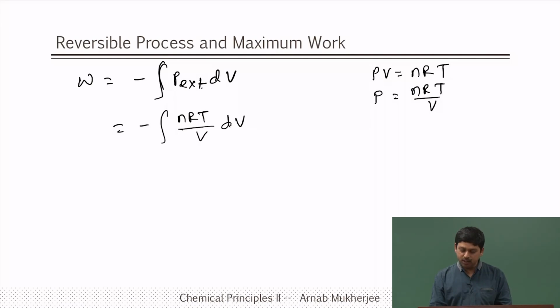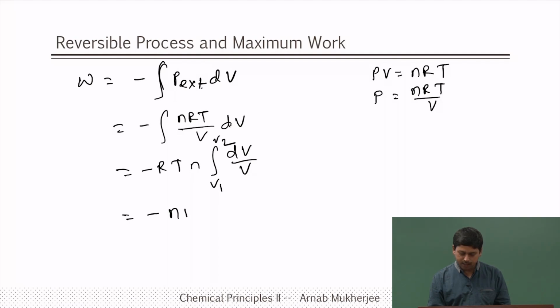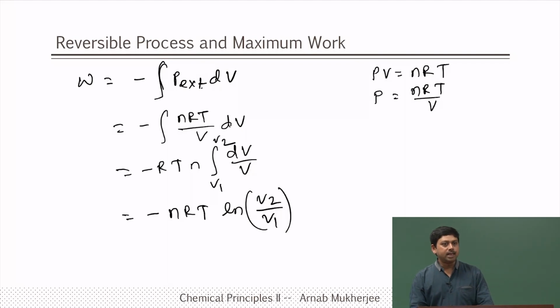Now, equation-wise it is very simple. Since our temperature is constant, we can always write P as nRT by V, which I have written. Since temperature is constant and R is constant, I will write nRT outside. Now, I have dV by V going from V1 to V2. So, minus nRT ln V2 by V1. That is the isothermal work done on a system.